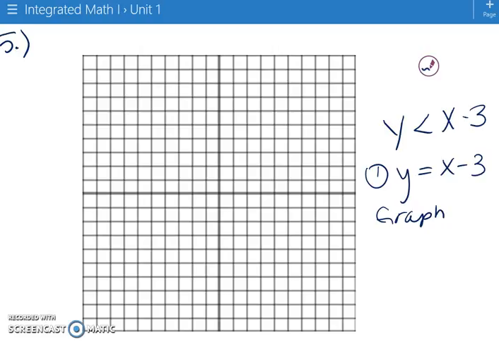Since it's less than, I know that I'm going to use a dashed line. So my y-intercept is -3, and I have a slope of 1. So I'm going to go up 1 over 1, up 1 to the right 1. And I'm going to connect these with a dashed line. Okay? That's your first step.